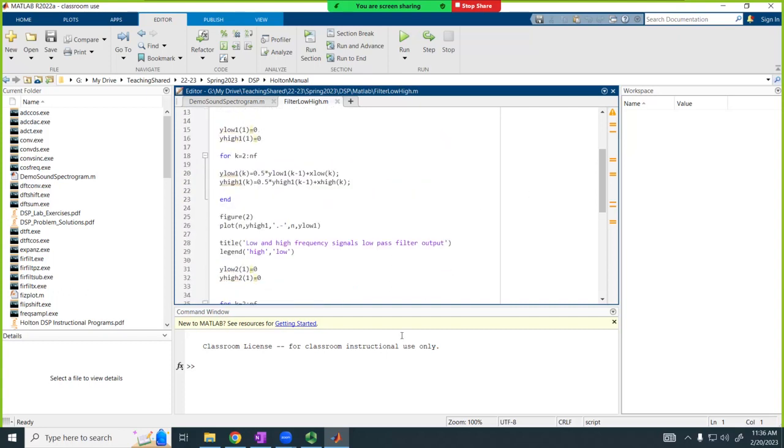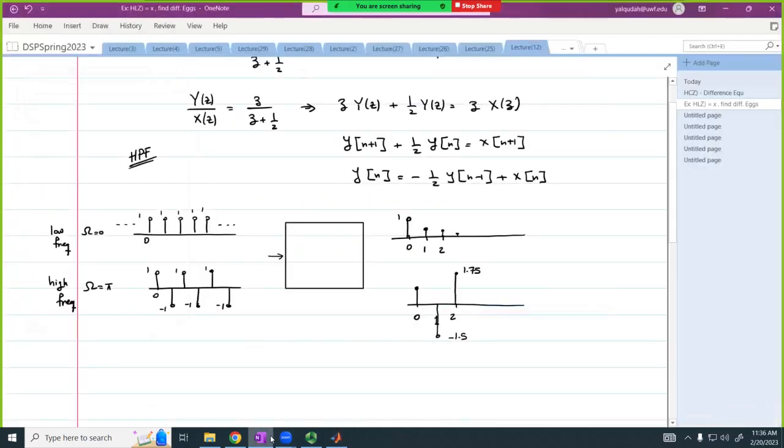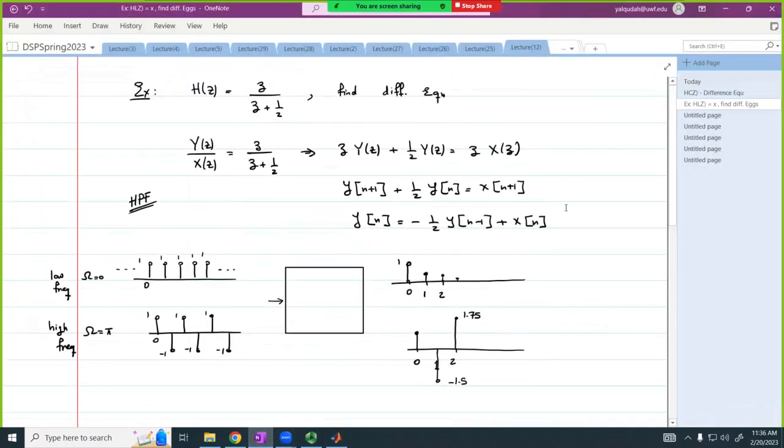Now, if you remember, we looked at a second H of z at the end of the class. It was z over z minus 1/2. Do you remember? What was the z plus 1/2? It was a high pass filter. What was the other one? A low pass filter. So I'm going to run it through both.